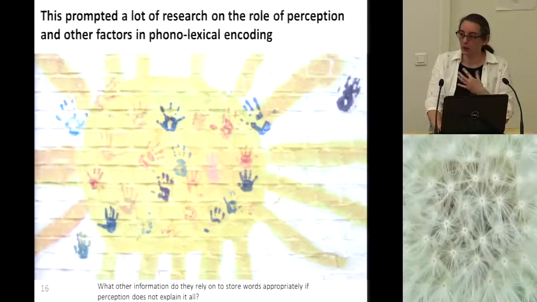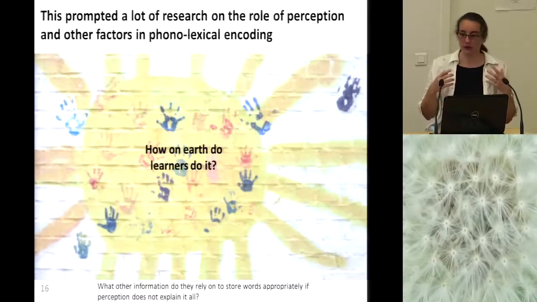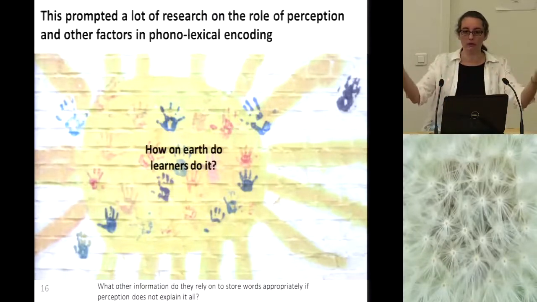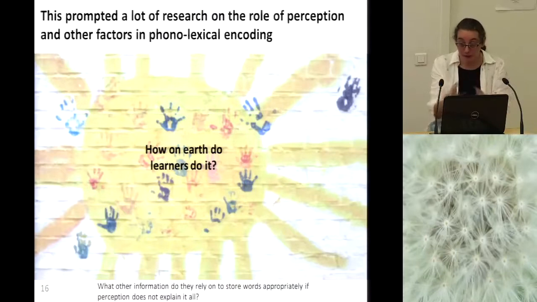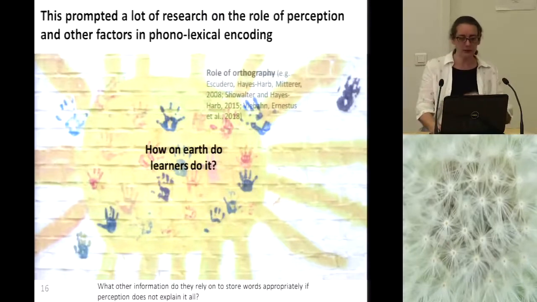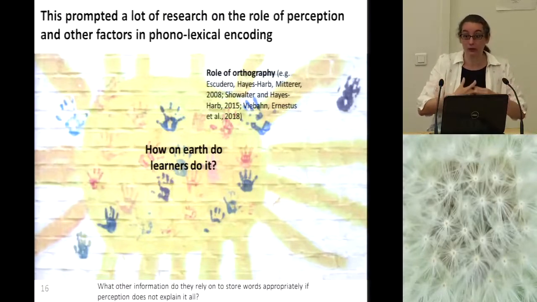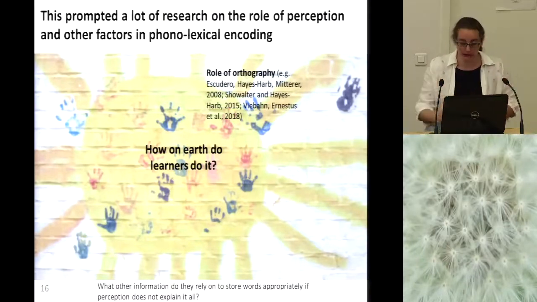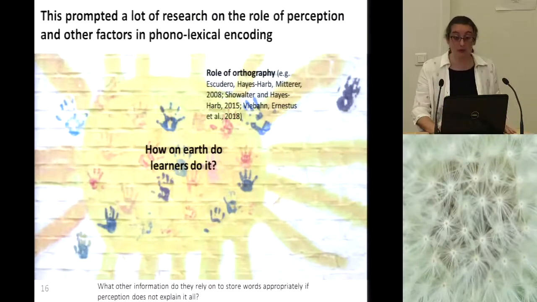And in particular, people were starting to wonder, so if they can't hear the difference, how on earth do learners know that these two words actually sound different? How can they tell that these two words sound different, if the perception is not really reliable there, right? I mean, there must be other information that they rely on. And so this is where it becomes fascinating to see how much research has been triggered by these two papers combined. And so one of the first directions we went was the role of orthography, right?